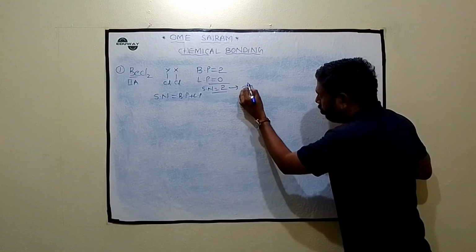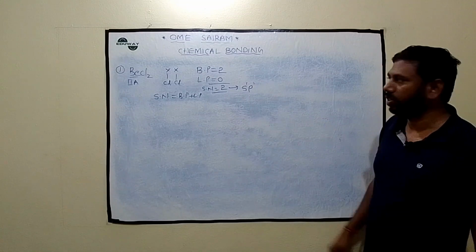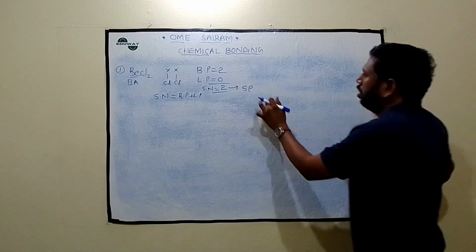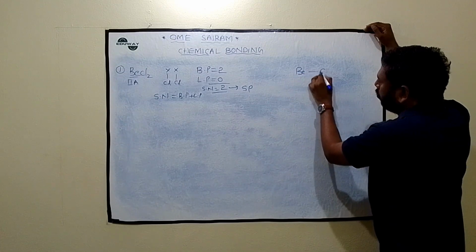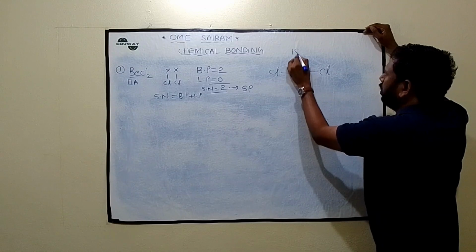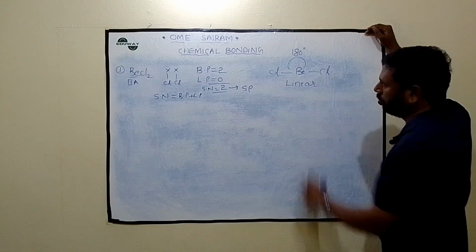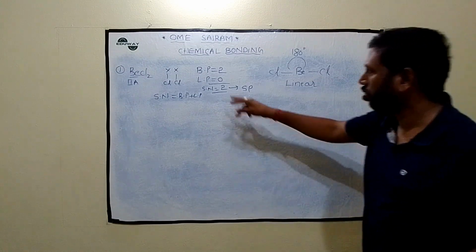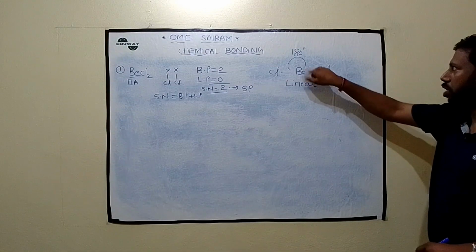Consider s power 1, p power 1. Add these two powers, 1 plus 1, that is equal to 2. If the steric number is 2, the hybridization should be sp. When we observe the structure, the central atom is beryllium and it is forming two bonds with the two chlorine atoms. The bond angle is 180 degrees and the shape is linear. In BeCl2, there are two bond pairs, lone pair 0, the hybridization is sp, the shape is linear, and the bond angle is 180 degrees.